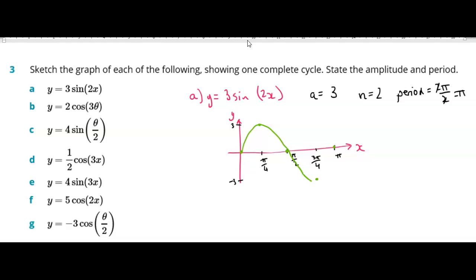Just sketching it. Not the most accurate, although I think that's a pretty good graph. Okay, so these 4 points will change depending on what your period is.